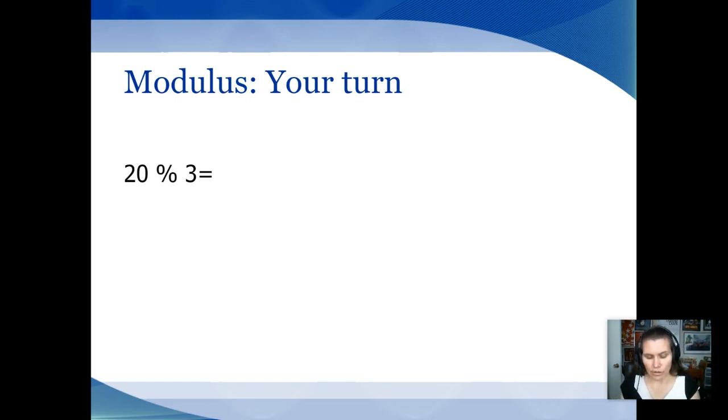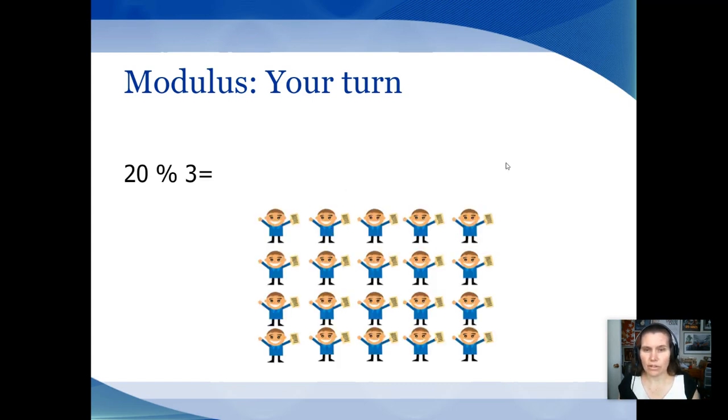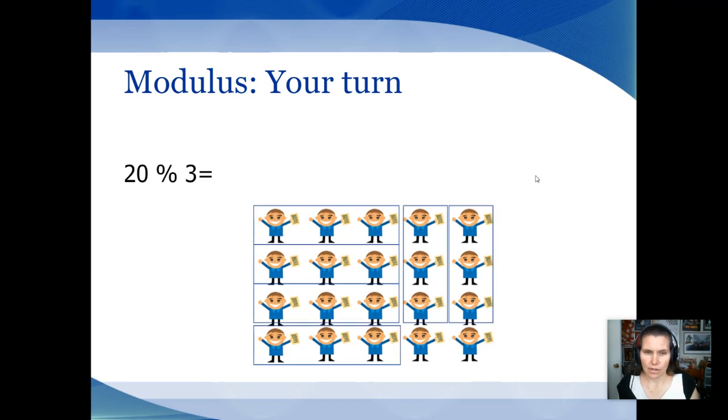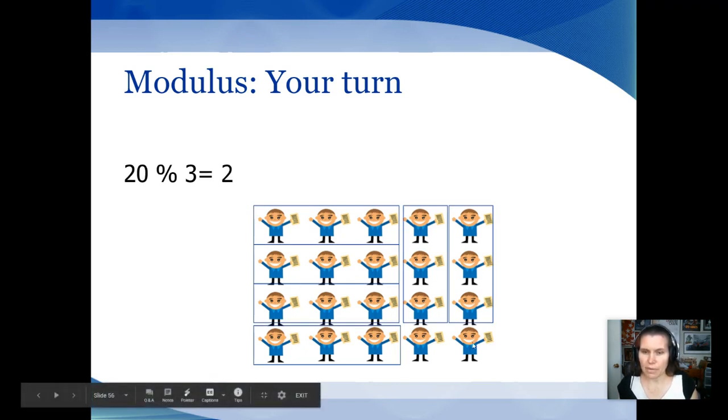Okay, you can use your fingers. 3, 6, 9, 12, 15, 18. Gets to 18. So 19, 20 is left over. So 20 mod 3, there's our 20. We've got groups of 3, lots of groups of 3, but there's 2 people not left in a group.